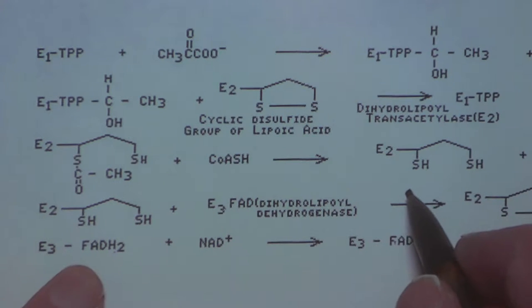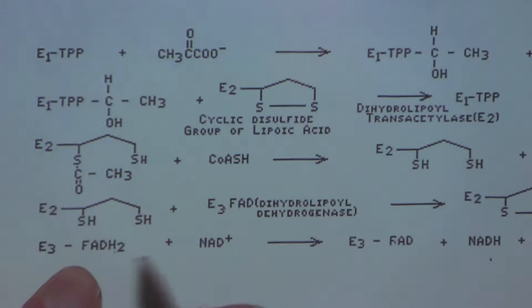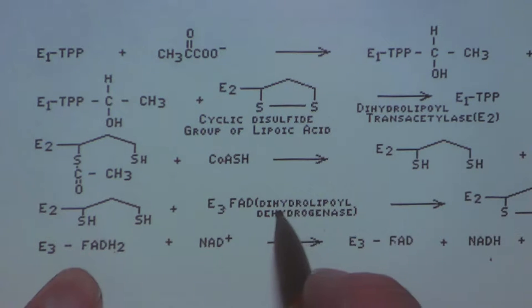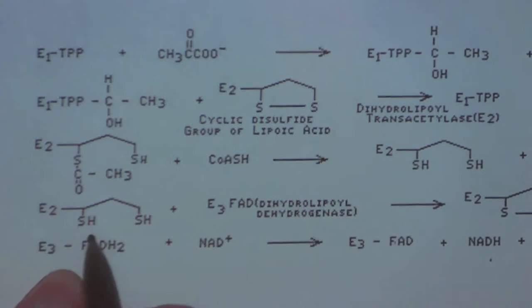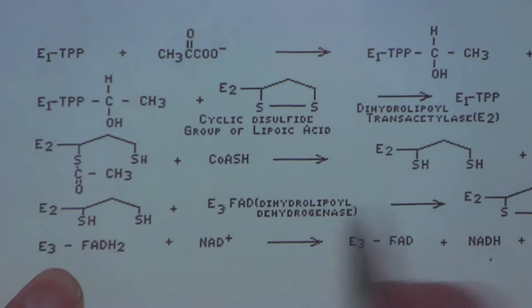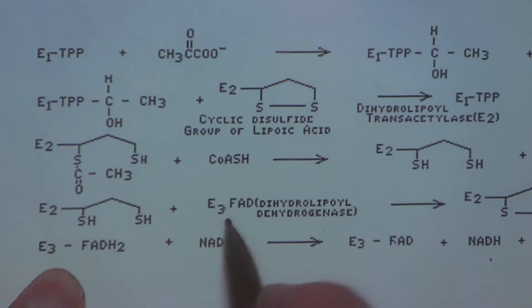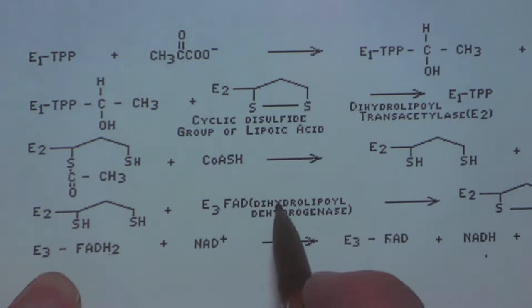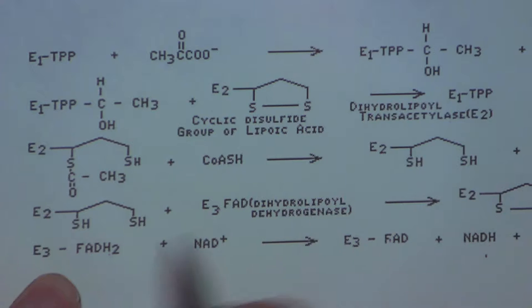Okay? So that brings in the third enzyme. The third enzyme is called dihydrolipoyl dehydrogenase. So we know it's an oxidation reduction. So the hydrogen is here from the sulfur. This hydrogen is transferred to FAD. So E3 is this enzyme, dihydrolipoyl dehydrogenase. So these are two hydrogens, and they both transfer to the FAD, and now you get E3 and E2. Meanwhile, you regenerated this thing.